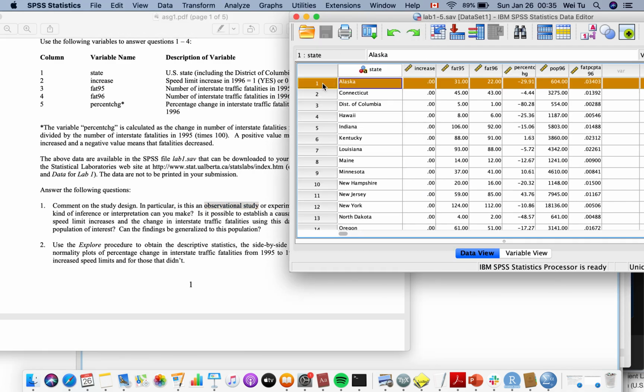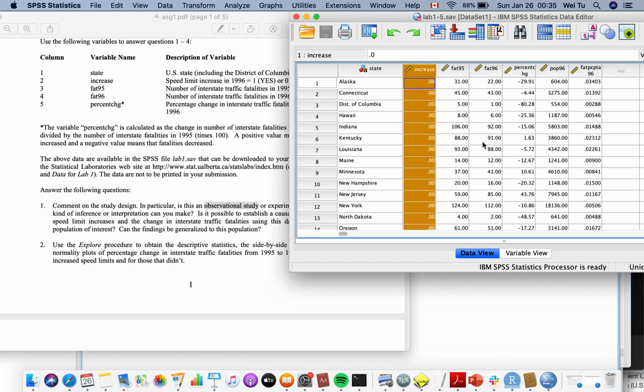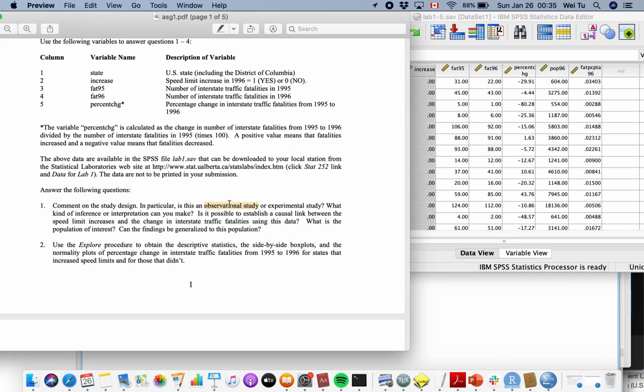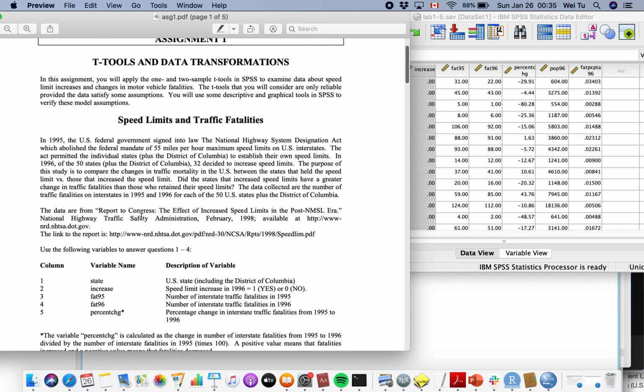For example, whether Alaska increases its speed limit depends on the legislature of Alaska and the choice of the people in Alaska. And as the experimenter, we have no choice in manipulating this variable. We only observed all this information, so it's a pure observational study. For an observational study, we can only make a correlation or association interpretation. At the end of the day, we can say maybe there's a connection or a correlation between speed limits and traffic fatalities, but you can't say that the increase of traffic fatalities is caused by the speed limit.